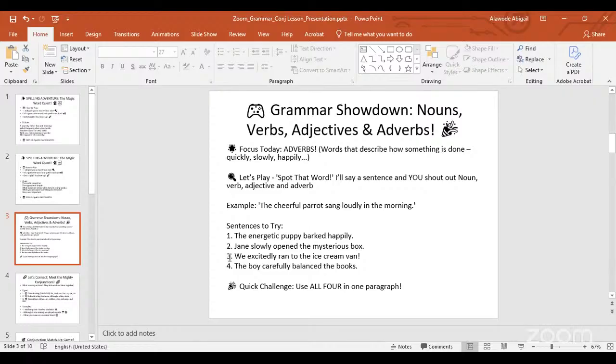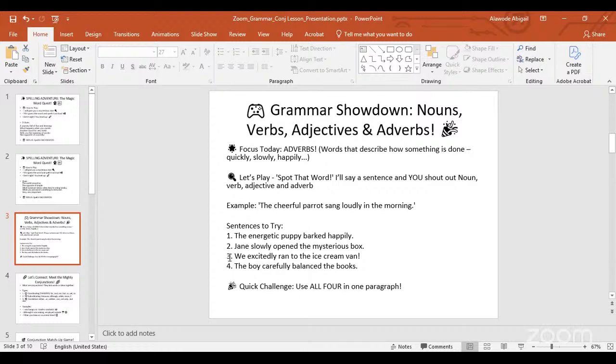Adverb. Correct. So read number 2 and tell me what part of speech the words are. Jane slowly opened the mysterious box. Jane, noun; slowly, adverb; opened, verb; mysterious, adjective; a box, noun.